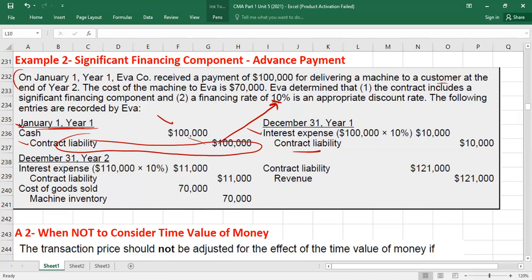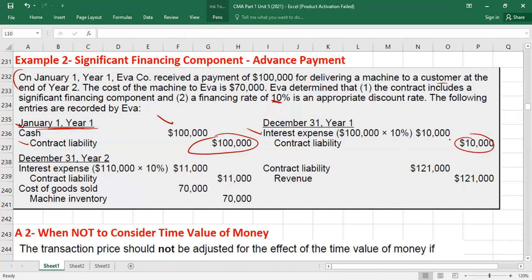By 10,000. Now at the end of the second year, one more time you have to calculate interest expense for the second year. What is your liability total at the end of the second year? You booked 100,000 as a liability, and you have booked this entry at the end of the first year. So the total liability becomes 110,000. Multiply by 10%, and this will give you 11,000. Again, you pass the entry: debit interest expense, credit contract liability.